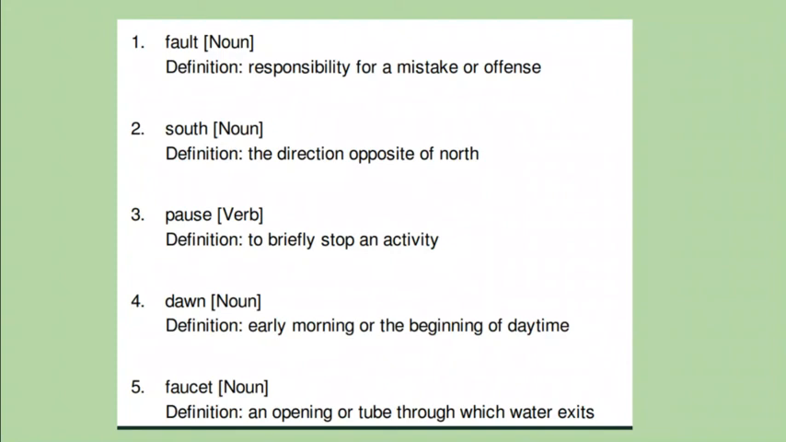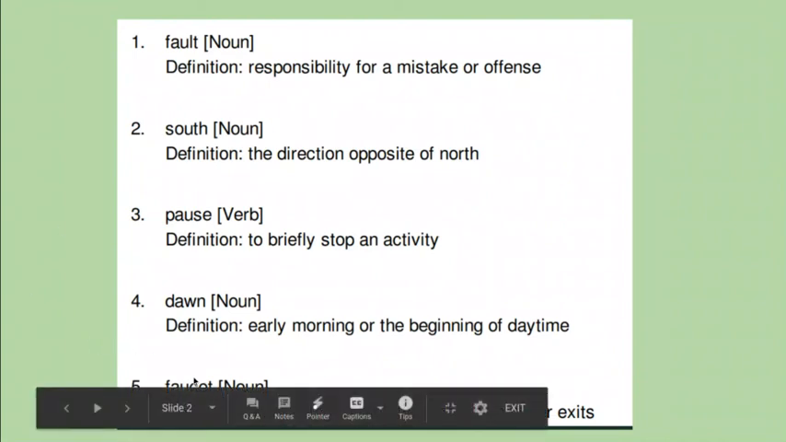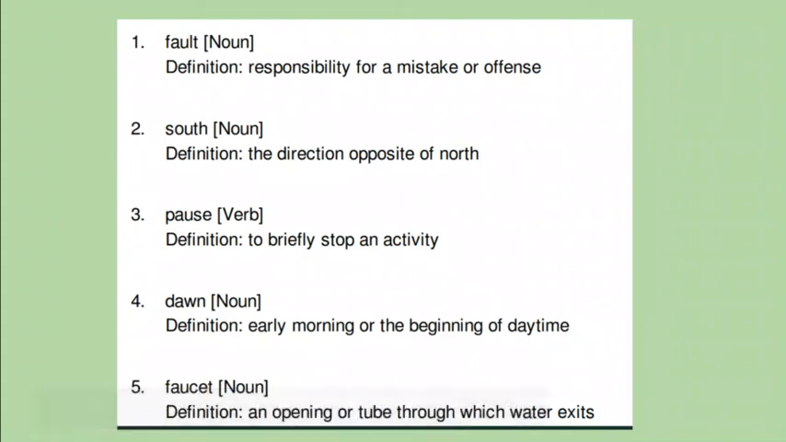Your next word is faucet. Faucet, it's a noun, it's a thing, and that's an opening through your sink, obviously, where your water comes out, your faucet. Be careful that the C is making the S sound in that word, and AU is making the ah sound. So a couple different things to be considering.